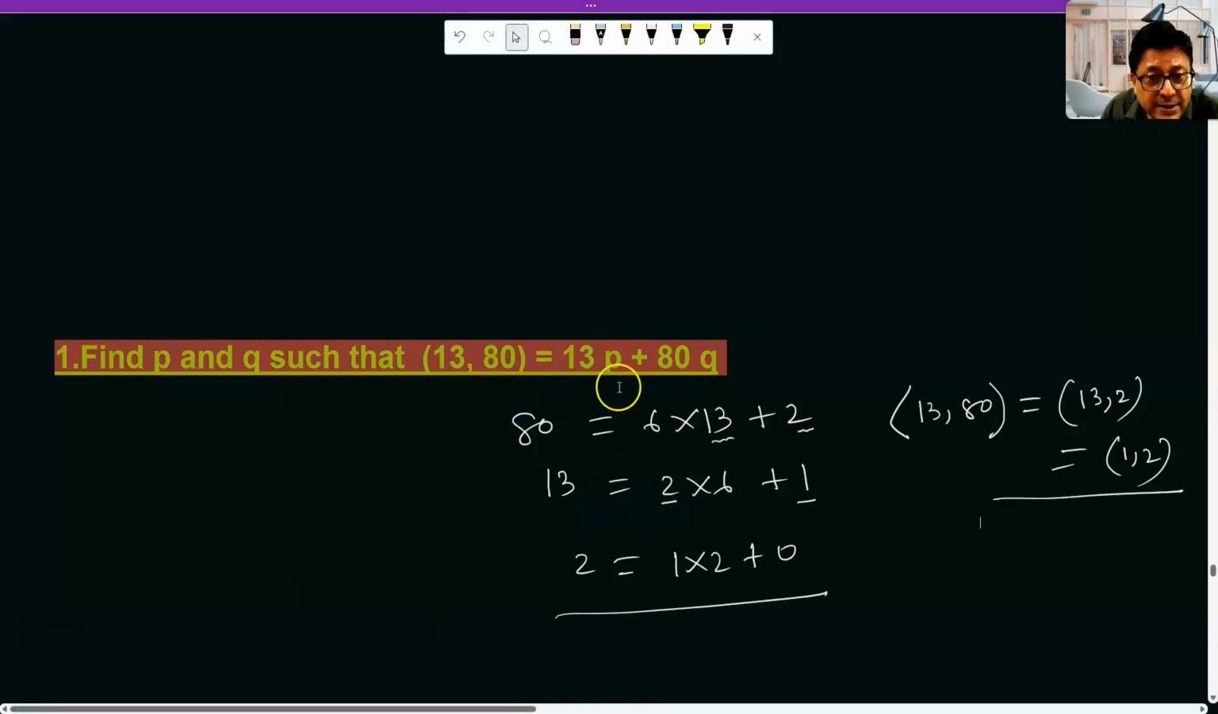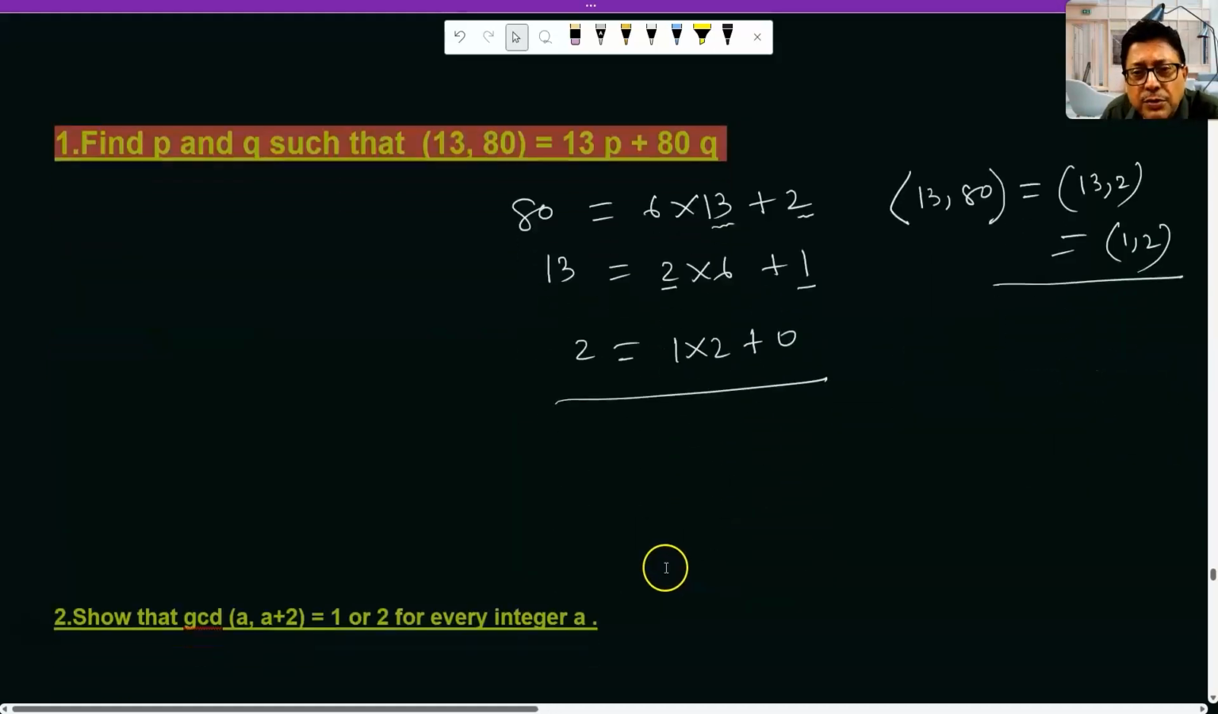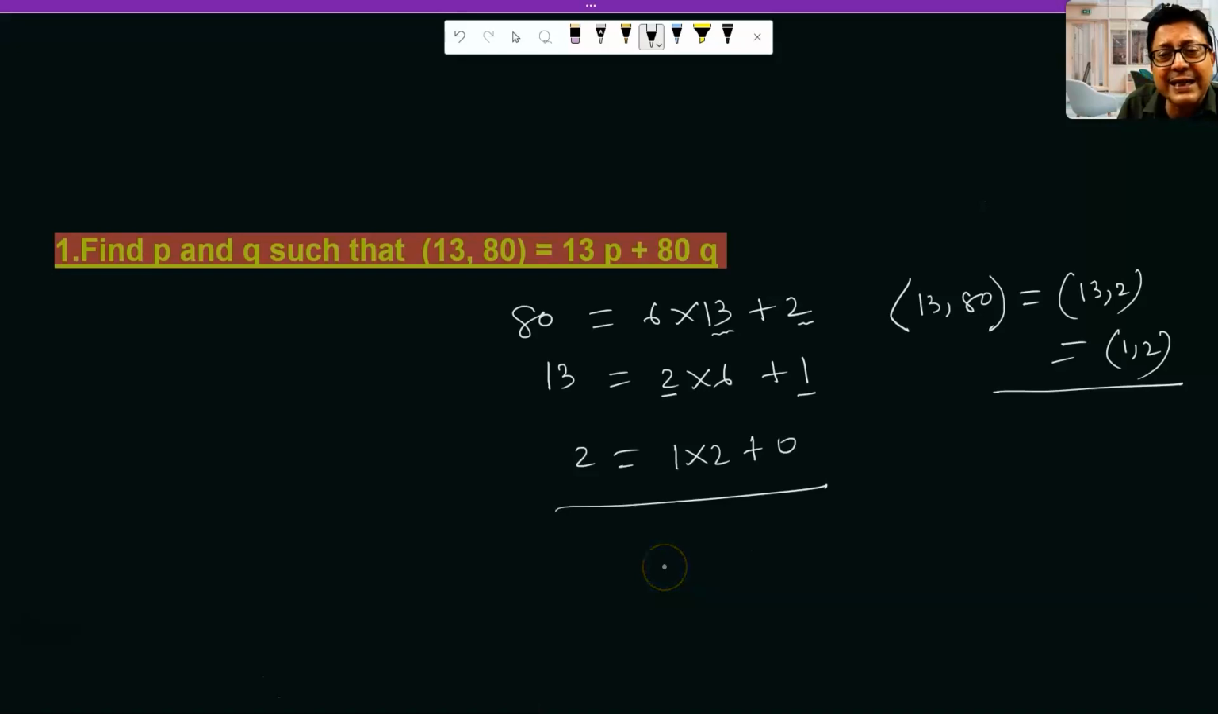Now when they ask you to find p and q, it is not unique. Many values are there. At least one you can get from here. How? You start with the second last step from here. What you get here, that 1 equal to, always start with the quotient you get here. 13 minus 2 into 6.